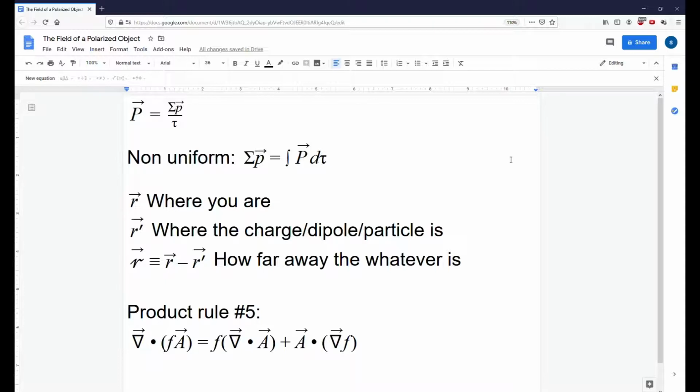Next, the textbook does something a little clever. It notices that the value of r hat divided by r squared is equal to the gradient of 1 over r. Specifically, the text uses the gradient in the prime coordinate. This lets us write our potential equation in the form that you see at the top of page 174.